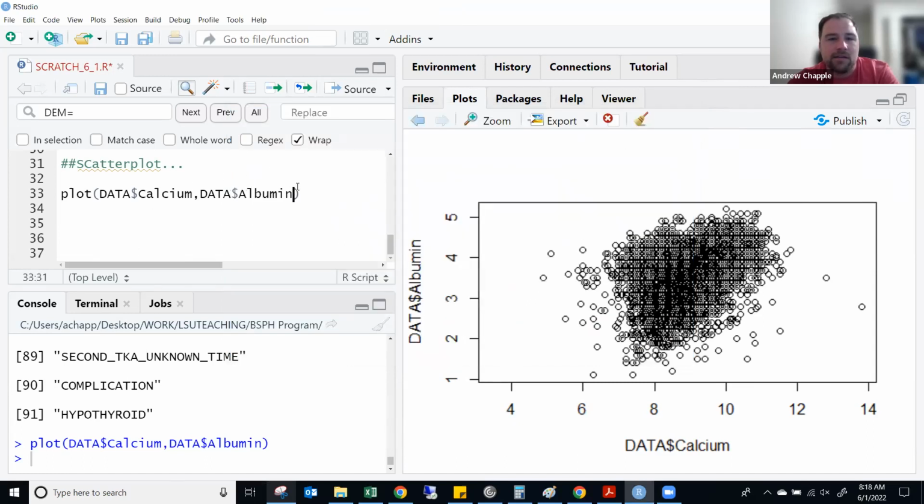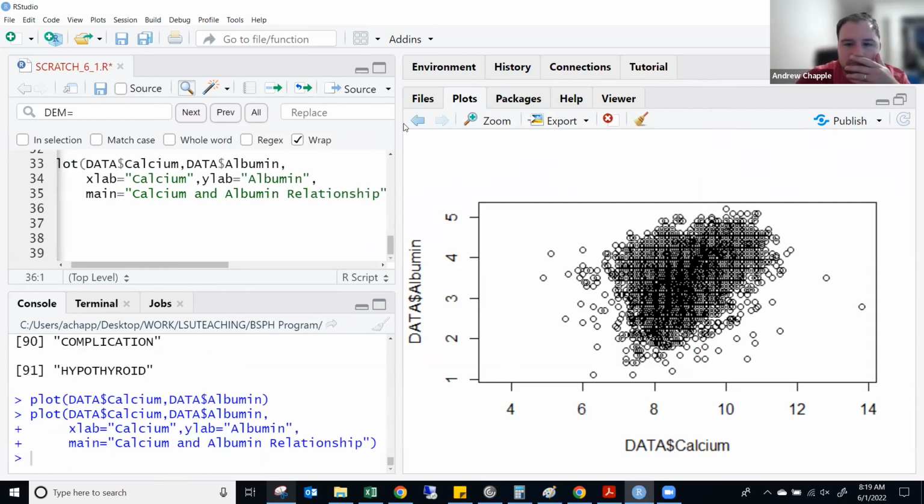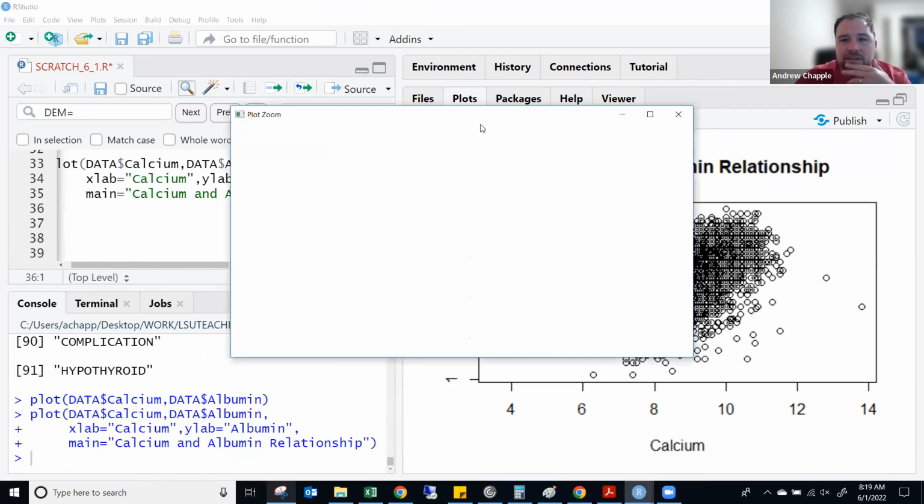I can make my labels a little nicer. I can say xlab equals calcium, ylab equals albumin. And for my main title, I can say calcium and albumin relationship. And now I have a nice little plot.